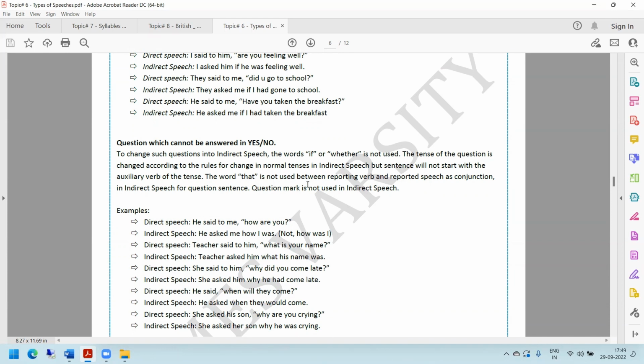The word "that" is used between the reporting verb and the reporting speech as a conjunction in direct speech of a sentence. The question mark is not used in indirect speech. So whether you are converting direct speech, which is a simple question or a WH question, into indirect, the question mark will not be there in indirect. It's like an affirmative sentence.